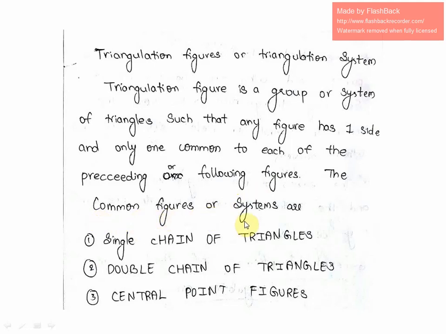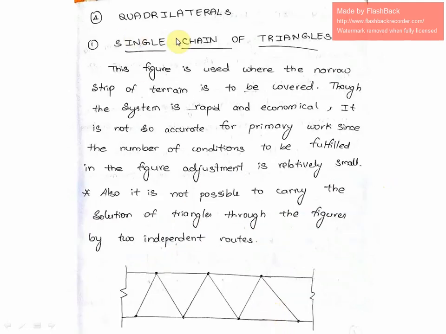The common figures which we adopt to conduct the work are single chain of triangles, double chain of triangles, central point figure, and quadrilaterals. Single chain of triangles is used where a narrow strip of terrain is to be covered. This method is rapid and economical, but it is not accurate for primary work, since the number of conditions to be fulfilled in the figure adjustment is relatively small.